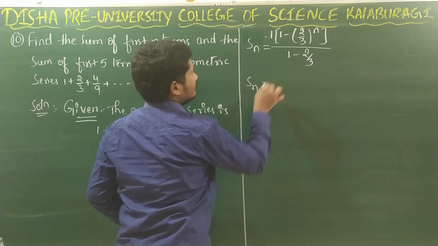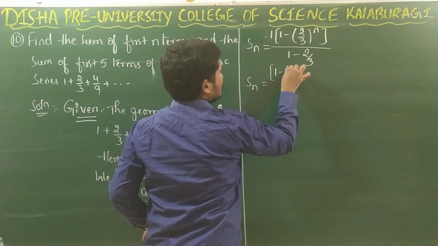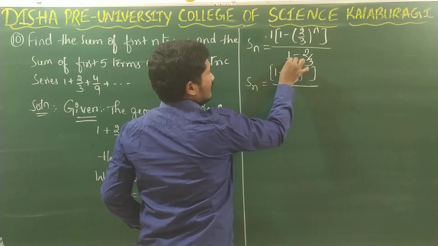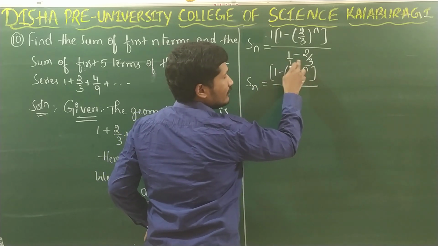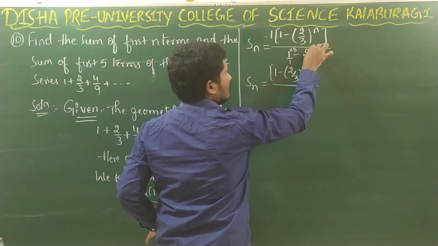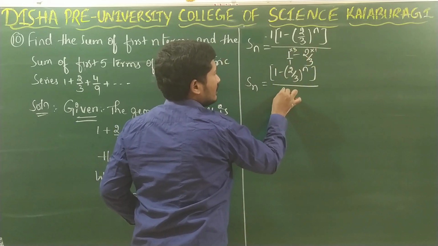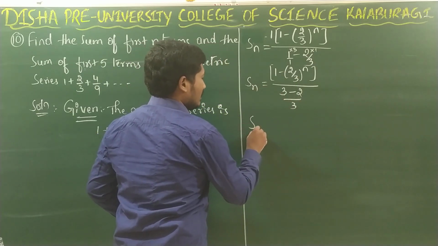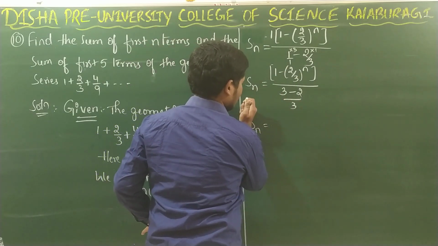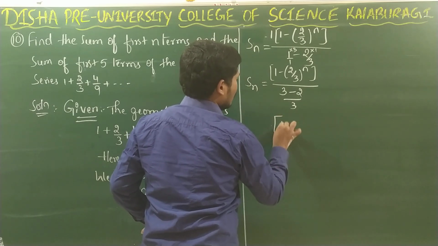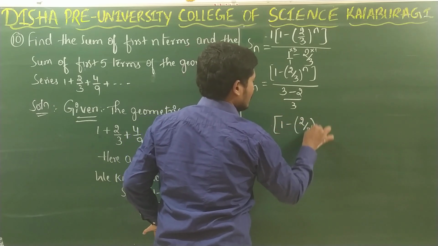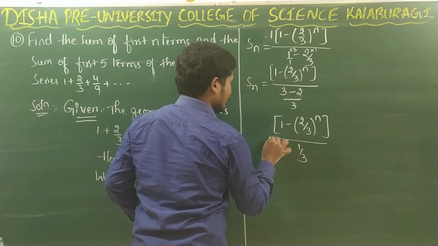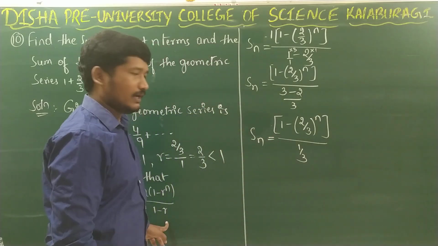Sn is equal to the numerator 1 minus 2 by 3 whole power n, divided by, in the denominator we have 1 by 1, so the LCM will be 3. 3 1s are 3, 2 1s are 2, so divided by 3. So Sn is equal to 1 minus 2 divided by 3 whole power n divided by 3 minus 2 is 1, so it is 1 by 3. This is Sn.